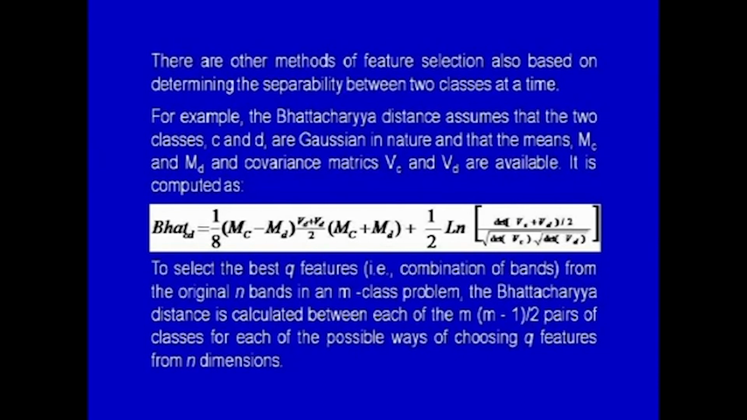To select the best Q bands, the combinations of bands from the original n bands in an M class problem, the Bhattacharya distance is calculated between each of the m minus 1 divided by 2 pairs of classes for each of the possible ways of choosing Q features from n dimensions.